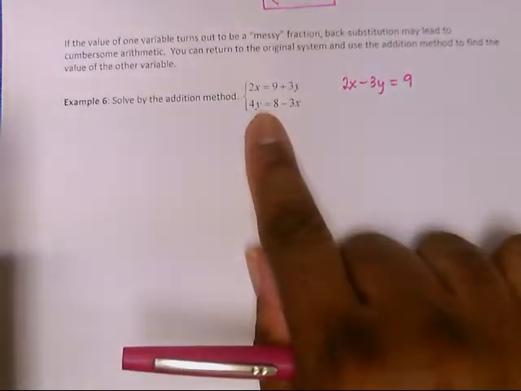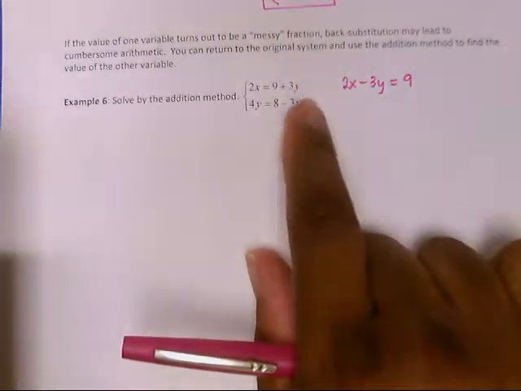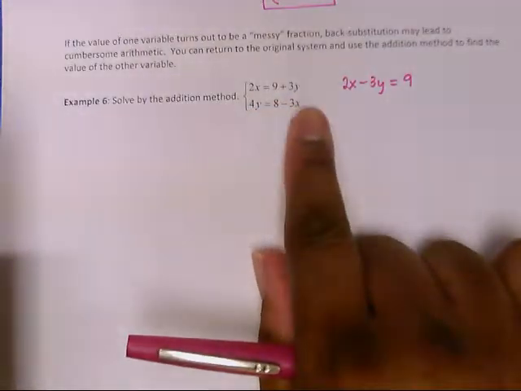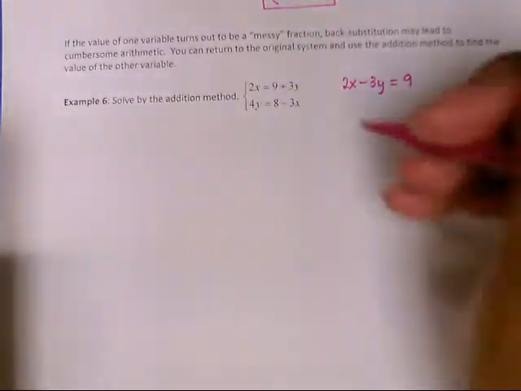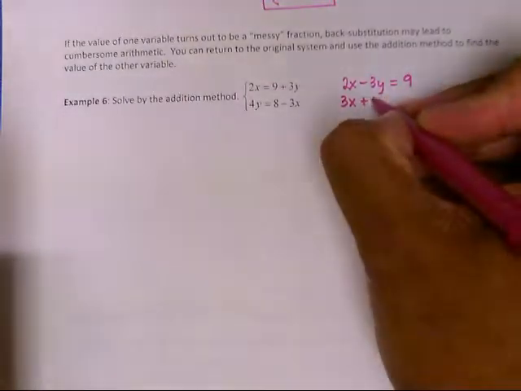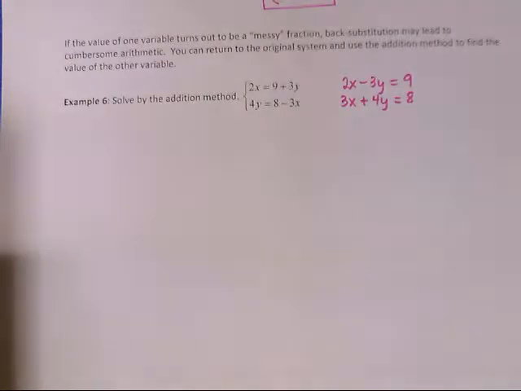Now for the second equation, 4y is equal to 8 minus 3x, I need to move that minus 3x over to where that 4y is. So when I move that minus 3x over to the left side, it becomes a positive 3x. And I'm putting that in front. And then plus 4y is equal to 8.